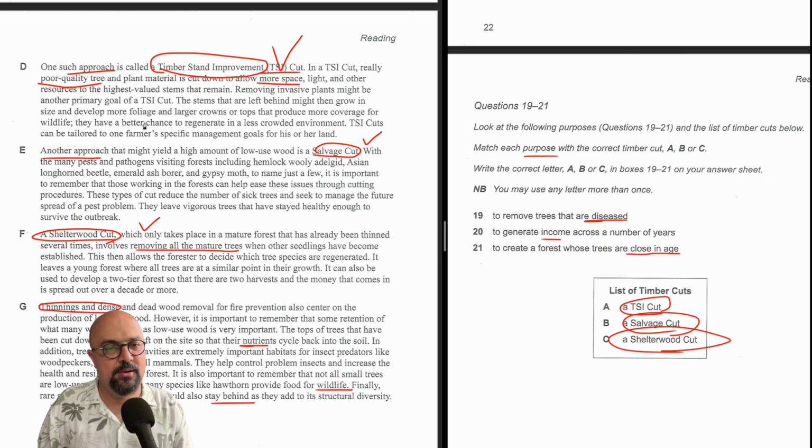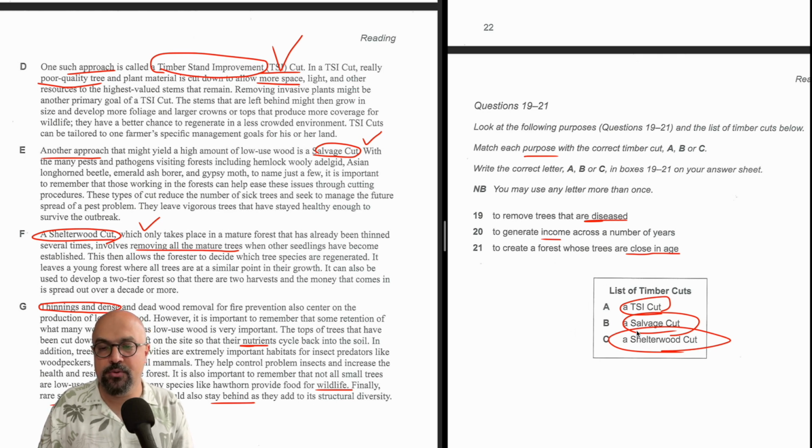They have a better chance to regenerate in a less crowded environment. Those can be tailored to one farmer's specific management goal for his or her land. Well, I'm not really sure about this TSI. Do we have anything about the disease? I don't know. Anything about income? No. Create a forest whose trees are close in age? Well, we'll get back to this later.